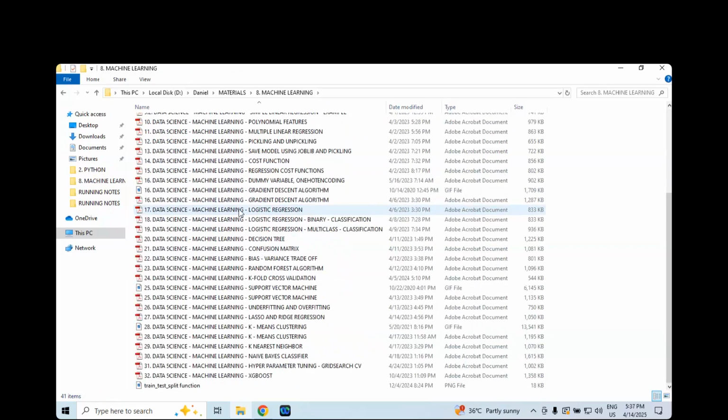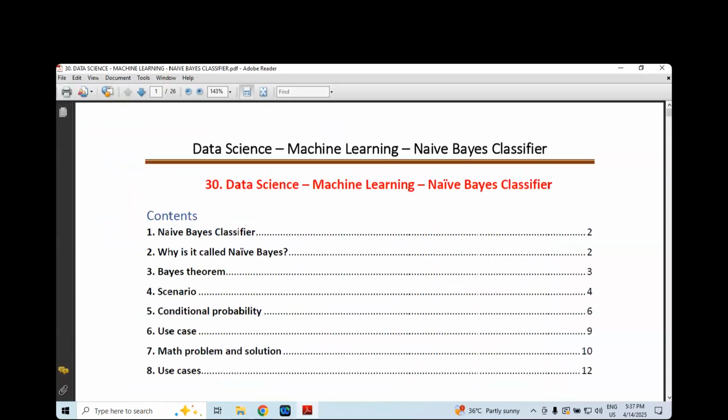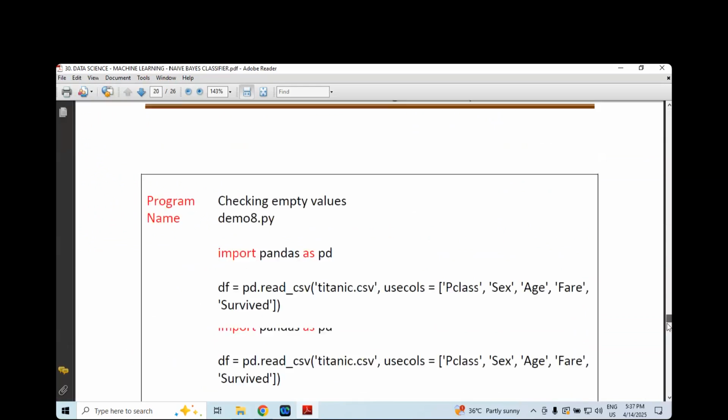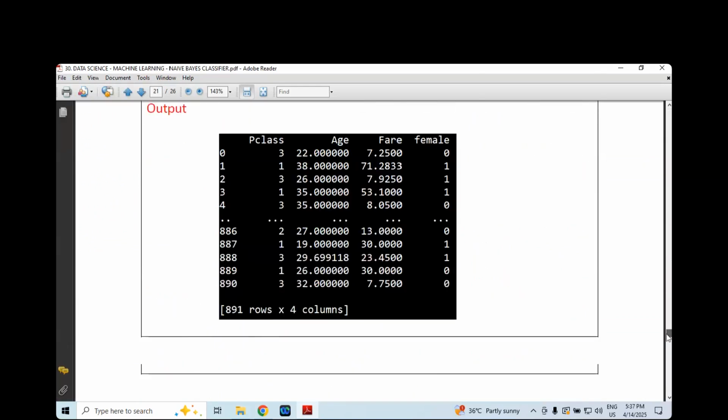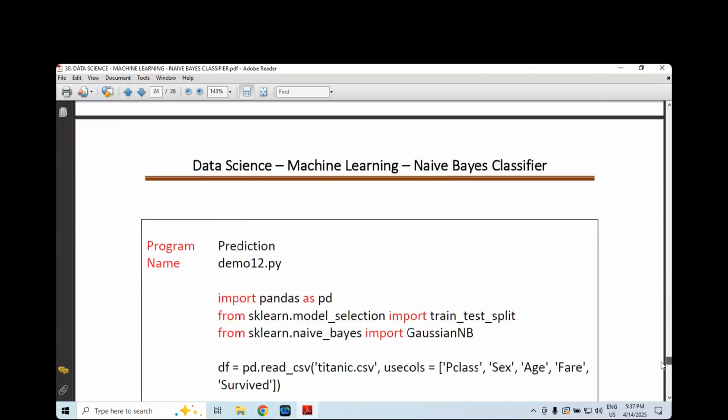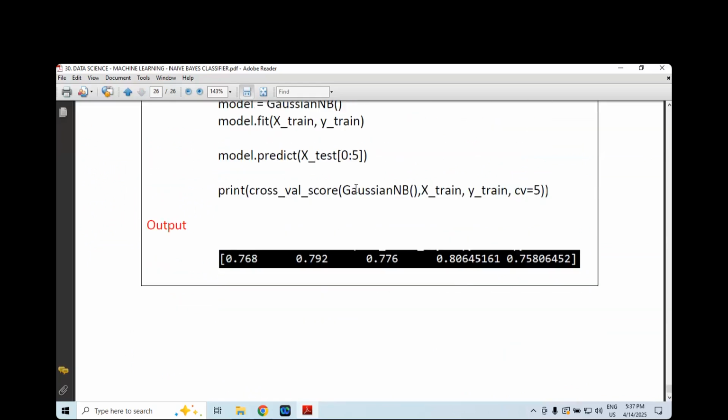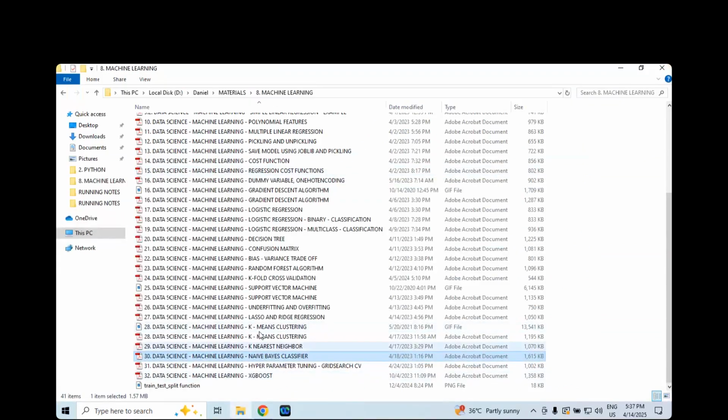Are we done with XGBoost actually? Running? XGBoost complete. What about Naive Bayes? Okay, let me check. Hmm. Yeah, we're done, I guess. Okay, then we're almost done.